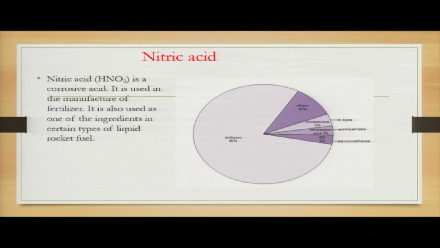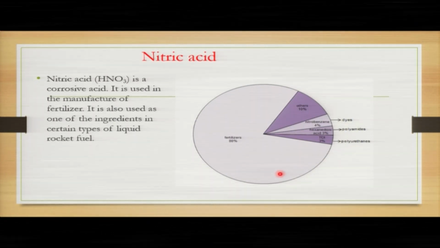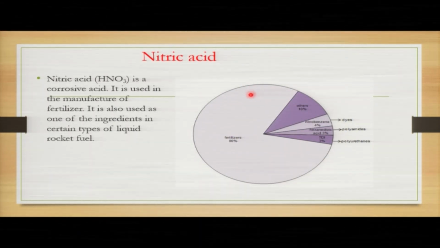80%, so you see this part here. 80% of nitric acid is applied in the manufacture of fertilizers. Ammonium nitrate is one of the examples. So 80% of the nitric acid is used in the manufacture of fertilizers.